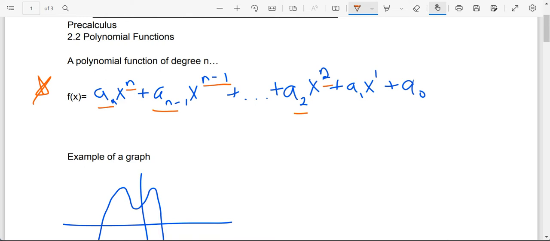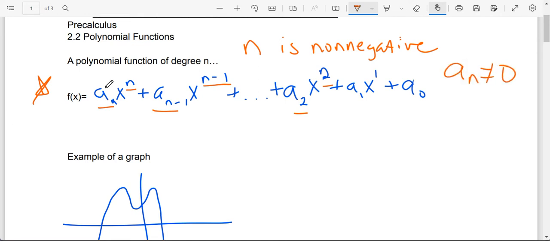I do need to specify one or two little things here. n is non-negative. And a sub n is not 0, because that would make this part go to 0. Also, let me mention a sub 0 is just your constant, whatever the constant is. Maybe it's 0, maybe it's an actual number.